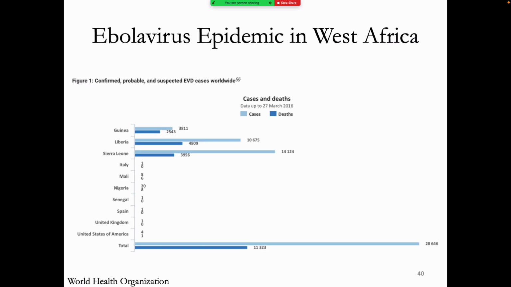The 2014 Ebola epidemic in West Africa actually went from 2014 to 2016. These are the totals: there were 28,646 people who were infected and 11,323 who died. So you can see the numbers are way, way, way bigger, right?